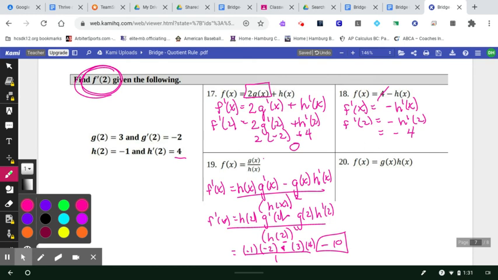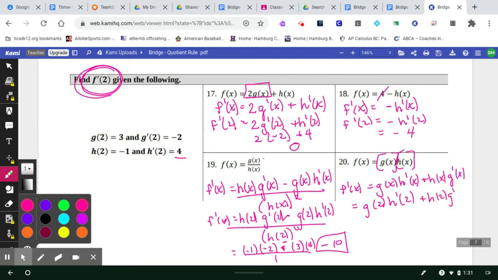And then lastly, I have g of x times h of x. So I'm going to go product rule, just a little review here. So product rule was first times the derivative of the second plus the second times the derivative of the first. And again, carefully substitute in all my 2's. G of 2 times h prime of 2 plus h of 2 times g prime of 2. So I've got 3 times 4 plus h of 2 is negative 1 times negative 2. So I've got 12 plus 2. I'm looking at a 14.